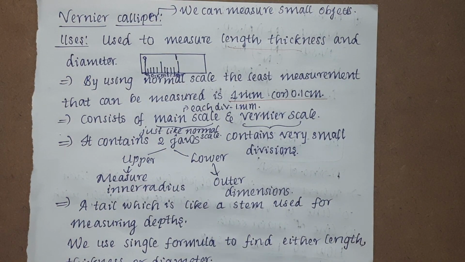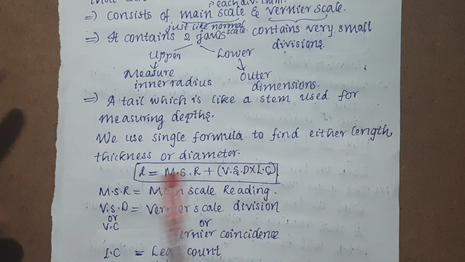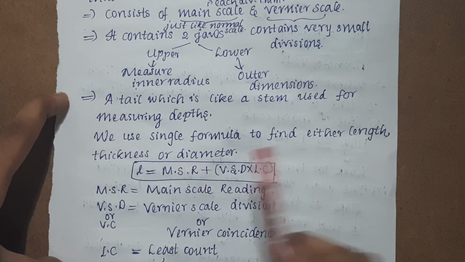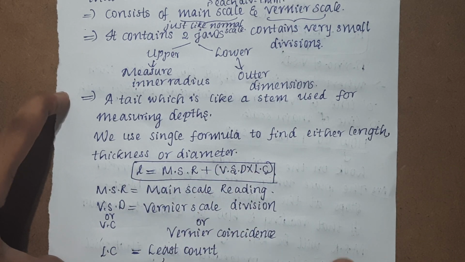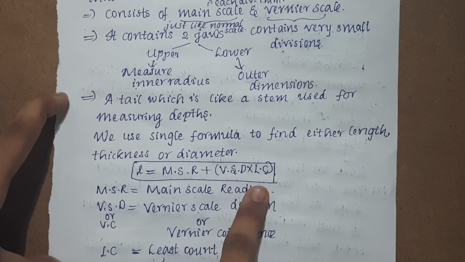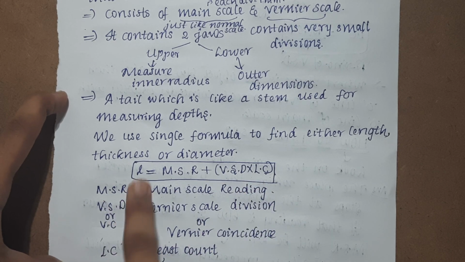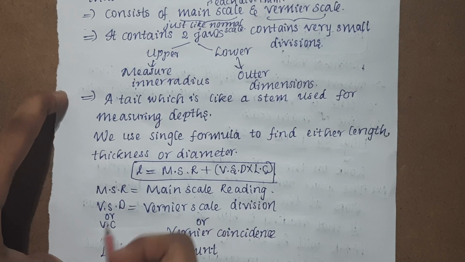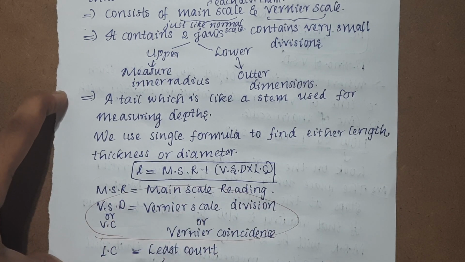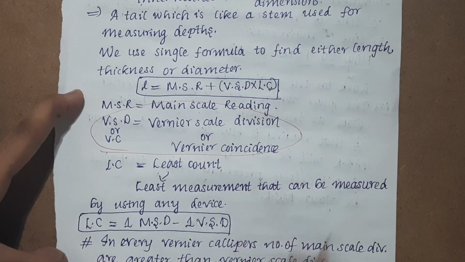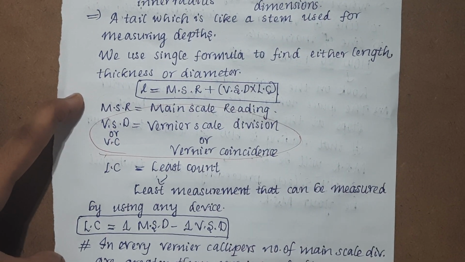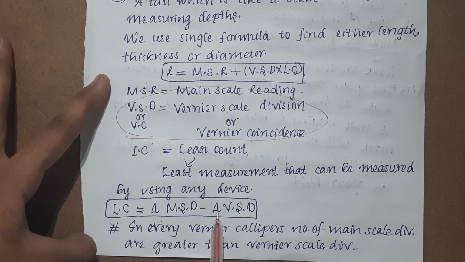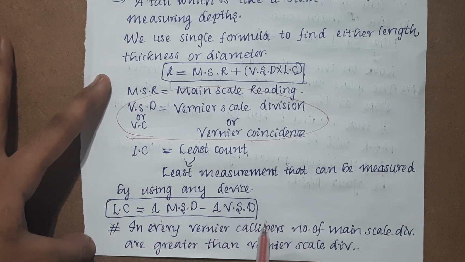So we use a single formula to find either length, thickness or diameter, that is L is equal to MSR plus VSD into least count. Here L may be length, thickness or diameter. MSR means main scale reading. VSD or VC, Vernier scale division or Vernier coincidence, these both are same. And LC is least count. Least count is the least measurement that can be measured by using any device, and the formula to find least count is 1 main scale division minus 1 Vernier scale division.